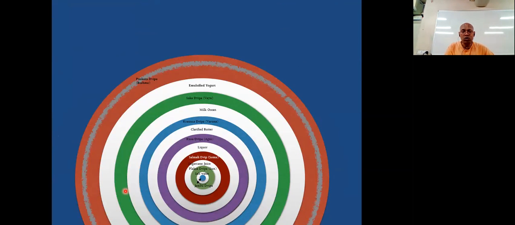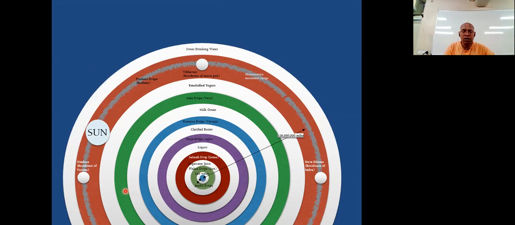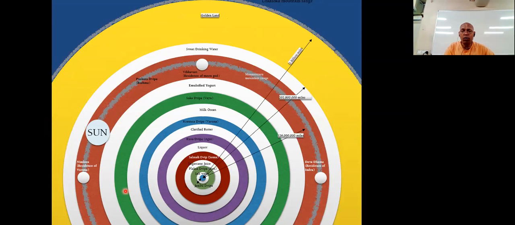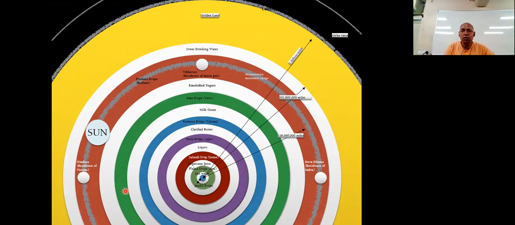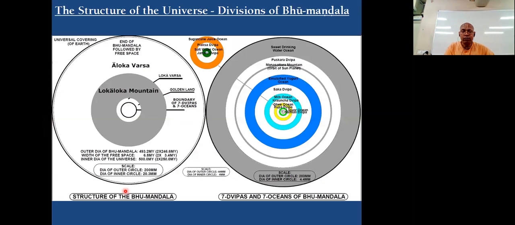So this is the 7th island, Pushkaradvipa. There is Manasotra mountain exactly in the middle. On top of this Manasotra mountain, there are 4 townships in 4 directions. The townships belong to Indra, Varuna, Soma, and Yama. And the sun travels upon this mountain, which is considered to be the orbit of the sun. And then the drinking water ocean, then the golden land, then Loka mountain, then Aloka Varsha, then the universal shell. So these are the details that are mentioned in the Srimad Bhagavatam. So in summary, this is what we have discussed.